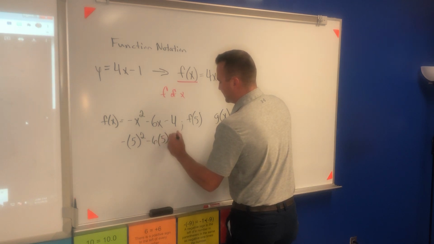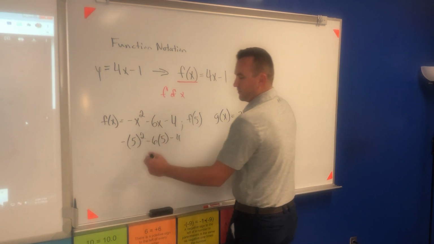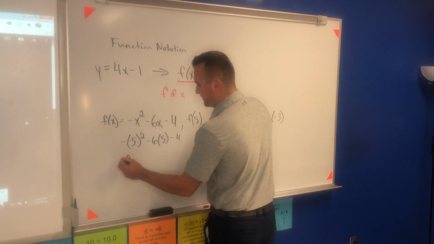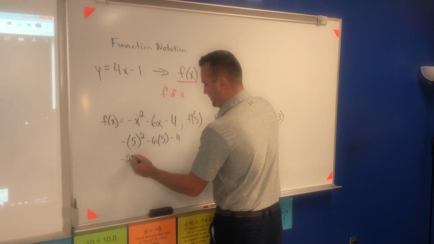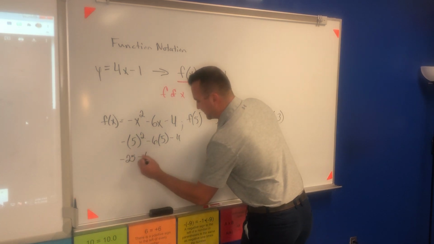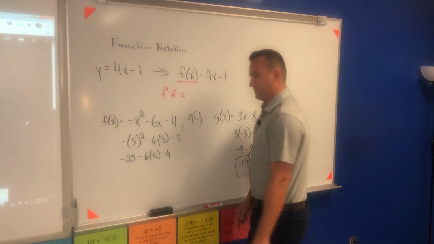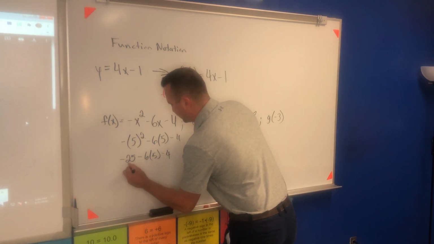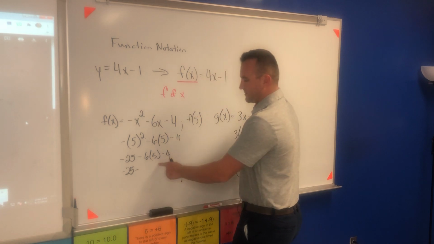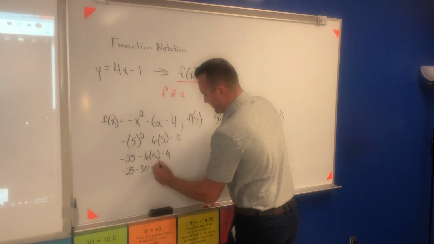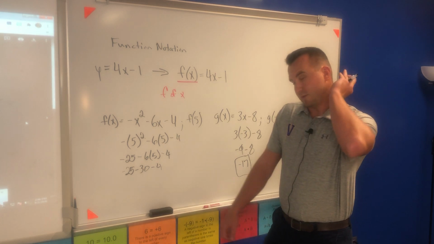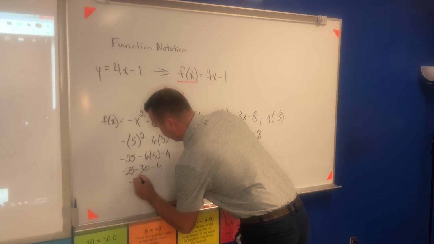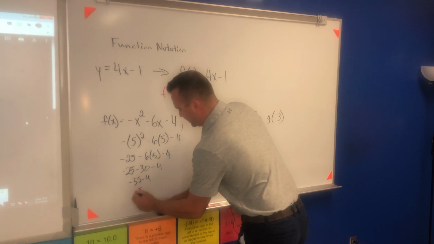Negative, parentheses 5 squared, minus 6 parentheses 5 minus 4. Okay, I do 5 squared because of the order of operations. 5 squared would be 25, so it's negative 25 minus 6 parentheses 5 minus 4. Still, order of operations says do 6 times 5. Negative 25 minus, negative 6 times 5 is negative 30 minus 4. Okay, keep it going. Negative 25 minus 30 would be negative 55. Minus 4, negative 59.